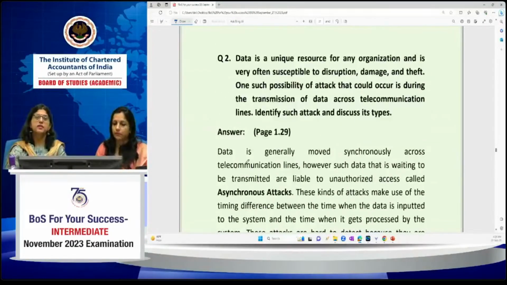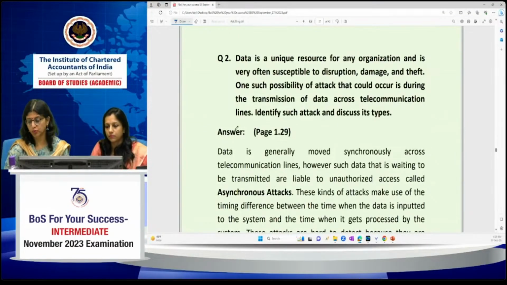Now, keeping paucity of time in mind, we will just discuss 1 or 2 more questions and then we'll give a quick recapitulation of what all we have discussed in our session.